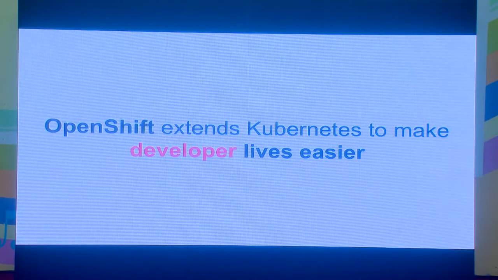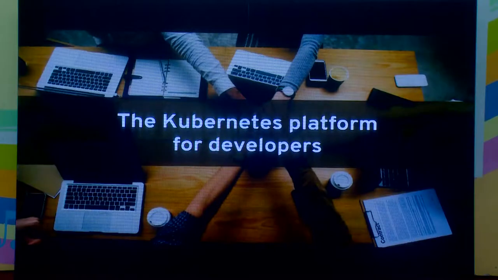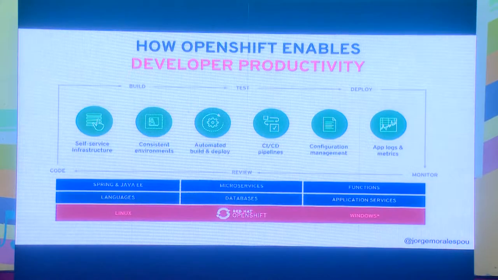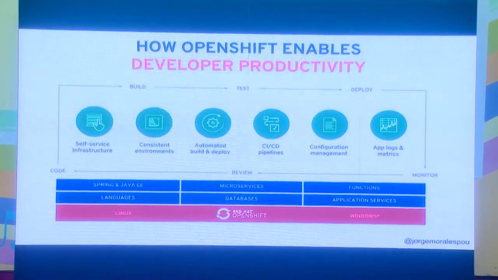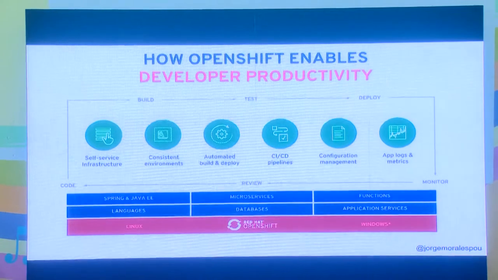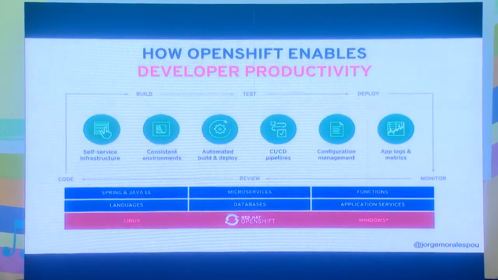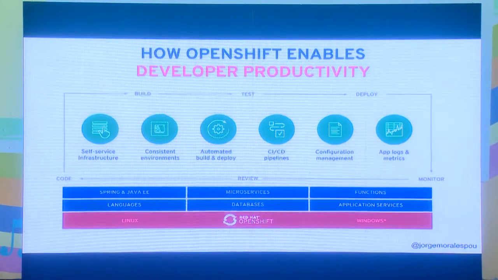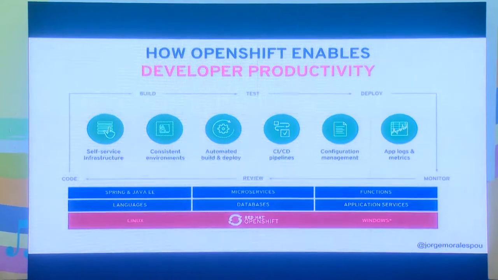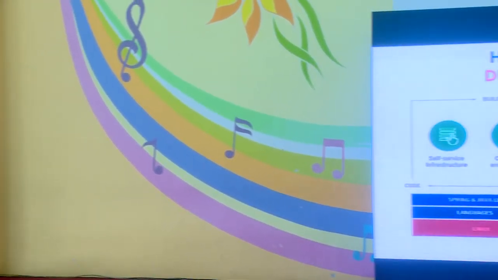So then what's OpenShift? OpenShift is a cool project that extends Kubernetes to make the life of developers easier. OpenShift is the Kubernetes platform for developers. Why? Because it extends Kubernetes with some developer tooling that helps you with the application delivery and lifecycle of your applications. It helps you create applications and manage them from development to production through continuous integration and continuous delivery pipelines, through a set of build capabilities, and with centralized logging and centralized monitoring for your applications. So it gives you a developer-friendly view of your application. That's OpenShift, that's Kubernetes.